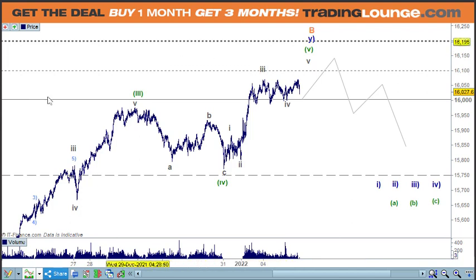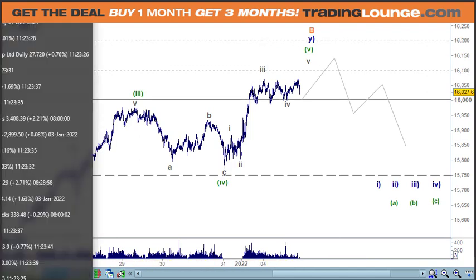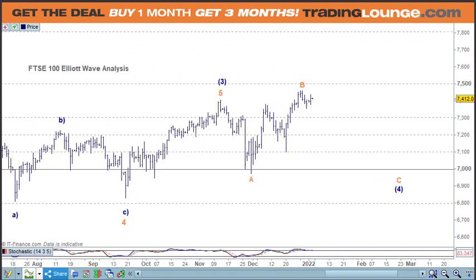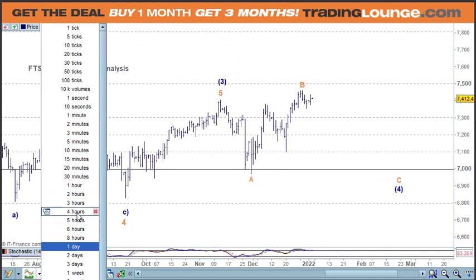Let's cruise on and just have a look at the FTSE here. The FTSE is a little bit different, but from this wave 3 business here, I've got 1, 2, 3, 4, 5 here for this, but we're still left with the same issue here, and we're counting it a little bit differently in this case. So let's just go in and have a little look at this.